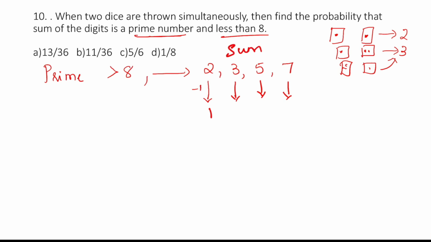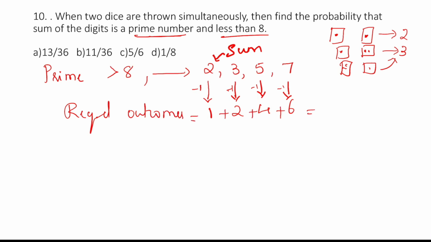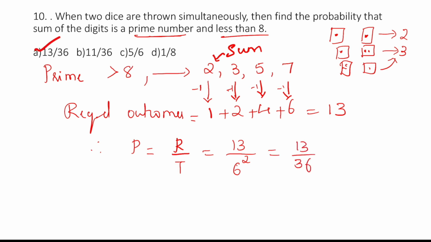So to get sum as 2, 2 minus 1, so 1 is the outcome. Then 3 minus 1 is 2, 5 minus 1 is 4, 7 minus 1 is 6. So therefore required outcomes are how many? 1 plus 2 plus 4 plus 6, which is equal to 13. Okay. Therefore probability is what? Required divided by total. Required is 13. Total outcomes are how many? 6 raised to 2, which is 36. So the probability is 13 divided by 36. So option A is the answer.